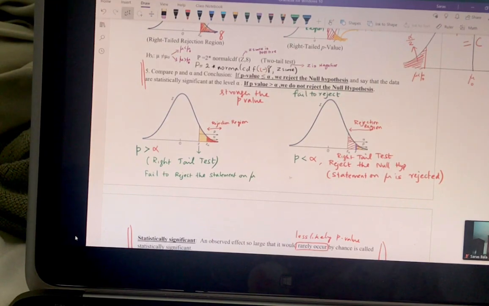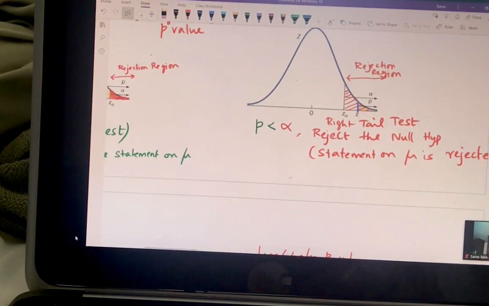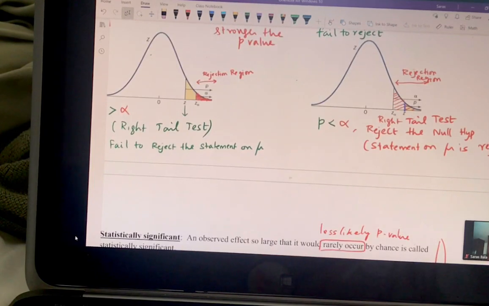So that picture is shown here where the p value is falling in the rejection zone. Okay, it means you're going to be rejecting your null hypothesis. In both the cases, I'm talking about the right tail test. That is the same scenario for your left tail test. All right.